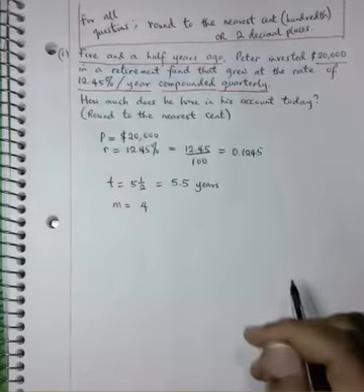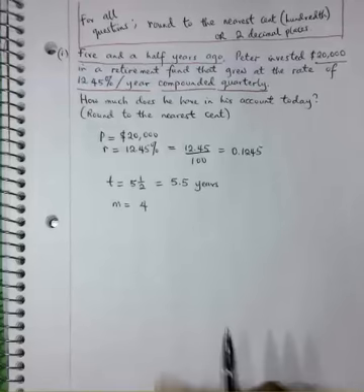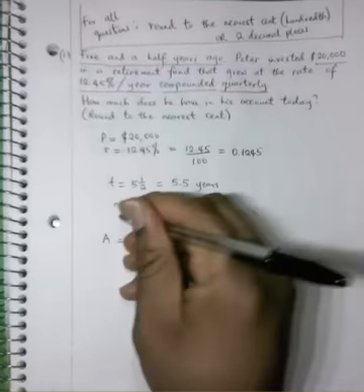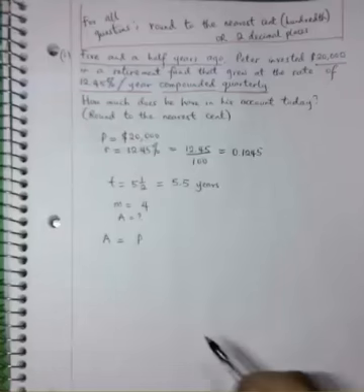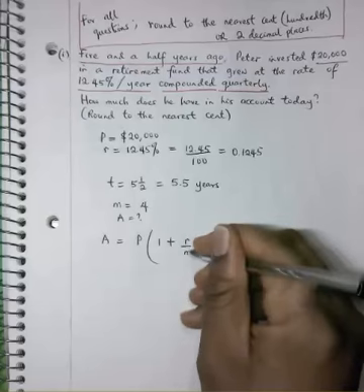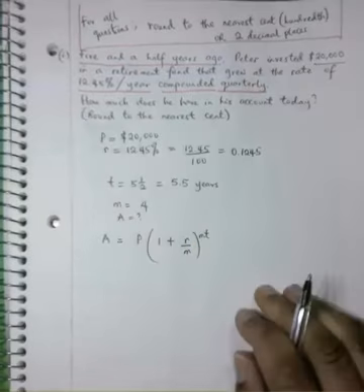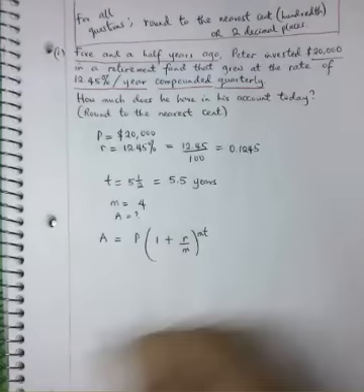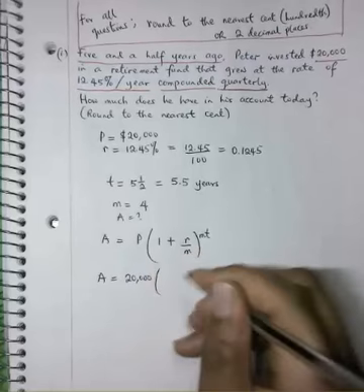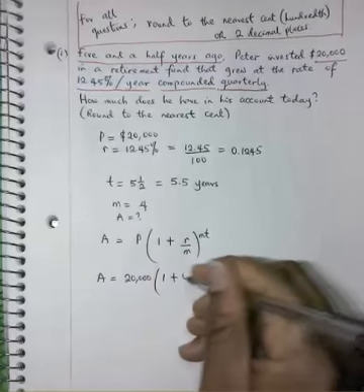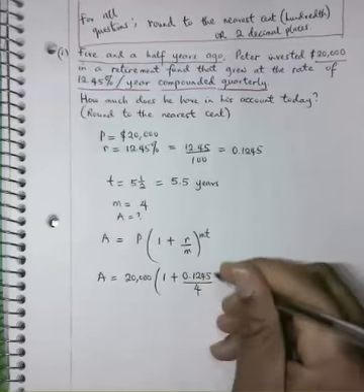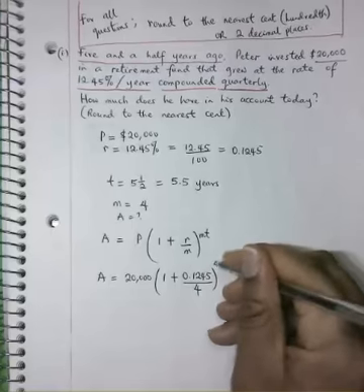Right? So, you know the formula that I'm going to use? A is equal to, because they are now asking us for A. What is A? So A is equal to P times 1 plus R over M, exponent MT. So A will now be equal to 20,000 times 1 plus 0.1245 over 4, raised to power 4 times 5.5.